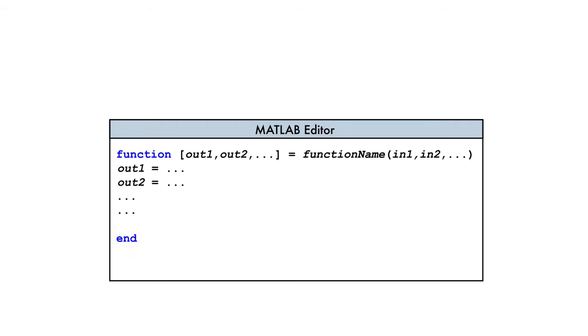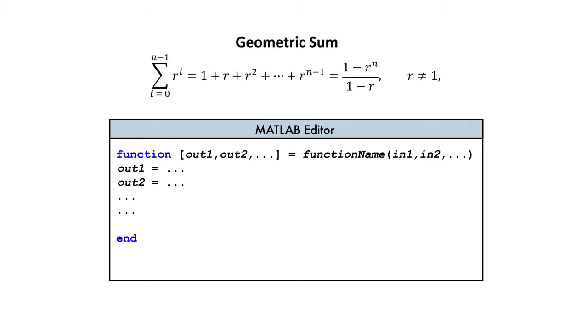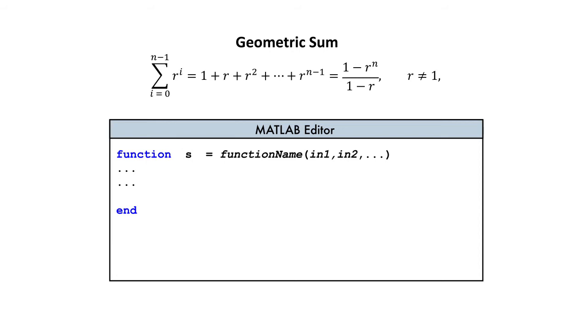That covers the syntax, but how do we use a custom function? Let's see how by doing an example. Suppose we need to sum the first n terms of a geometric series, which is given by this formula. The function only has a single output variable s, which corresponds to the sum. The brackets are required when there are multiple outputs, but since we only have one output, we can remove them.